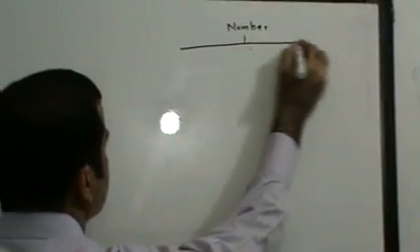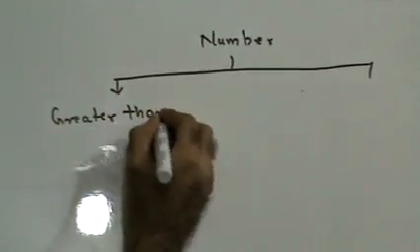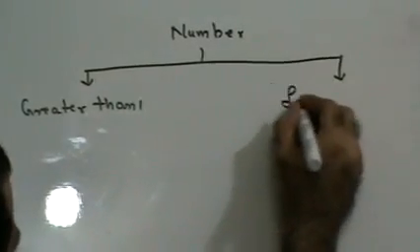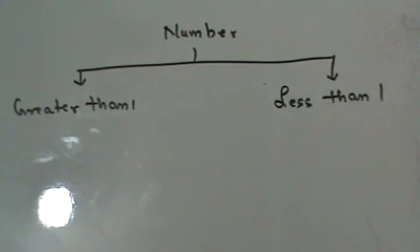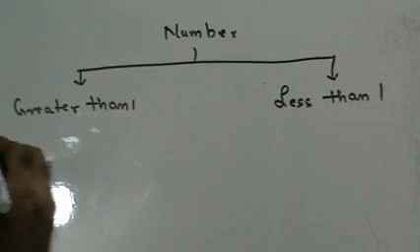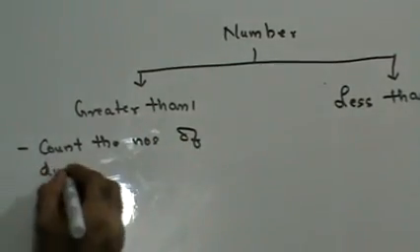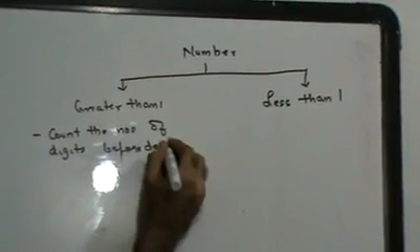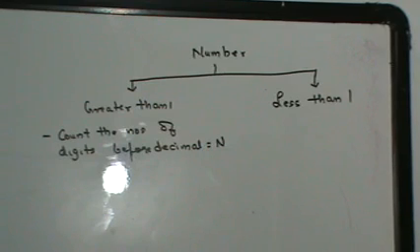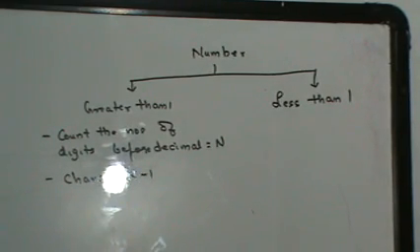check if the number is greater than 1 or less than 1. If it is greater than 1, count the number of digits before the decimal and call it n. Characteristic is given by the formula n minus 1.